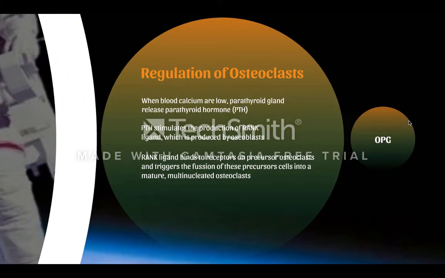So when blood calcium levels are low, the parathyroid gland releases parathyroid hormone, or PTH. PTH stimulates the production of RANK ligand, which is produced by osteoblasts. RANK ligand binds to the receptors of precursor osteoclast cells and triggers the fusion of these precursor cells into a mature multinucleated osteoclast.